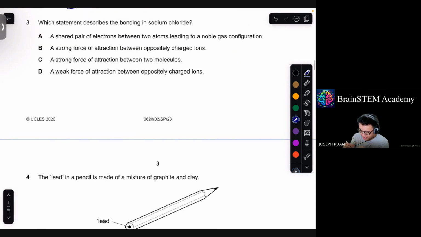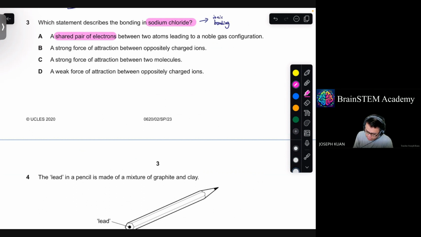Which statement describes the bonding in sodium chloride? So sodium chloride is an ionic compound. So essentially, you are trying to identify which of the following is a description for ionic compounds. So A, a shared pair of electrons between 2 atoms leading to a noble gas configuration. Now, ionic compounds do not share electrons. B, a strong force of attraction between oppositely charged ions. That's in fact the definition of ionic bonding, which is present in ionic compounds. All right, so the answer is B.